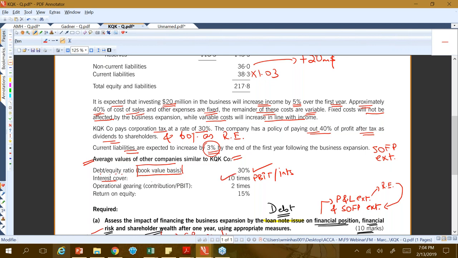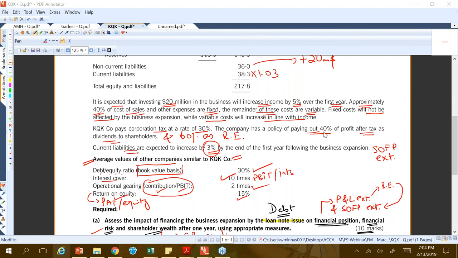I'll have to do a bit of operational gearing, and this is one of the many ways in which operational gearing can be done. But because the examining team has specified that contribution of PBIT, I'll use that. And then return on equity, 15%. I'll have to calculate that as well, which is profit after tax over equity. So the reason all these averages are given is for us to use these. Now, if you're short of time, don't do all 4, but at least do 2 to 3 of these within the available time. So this is the scenario. I'm happy to take questions here on the scenario first before going into the workings.